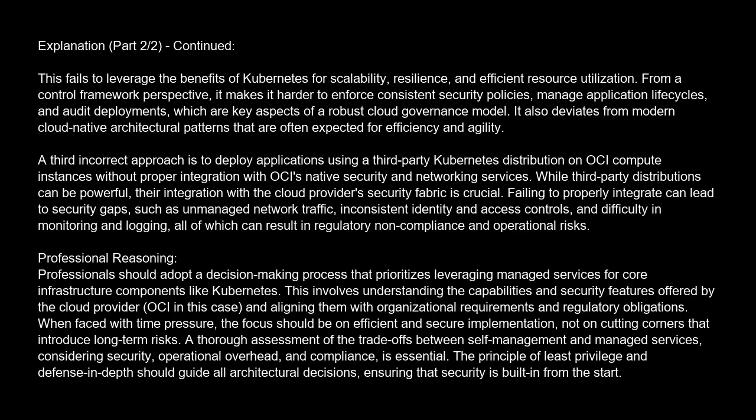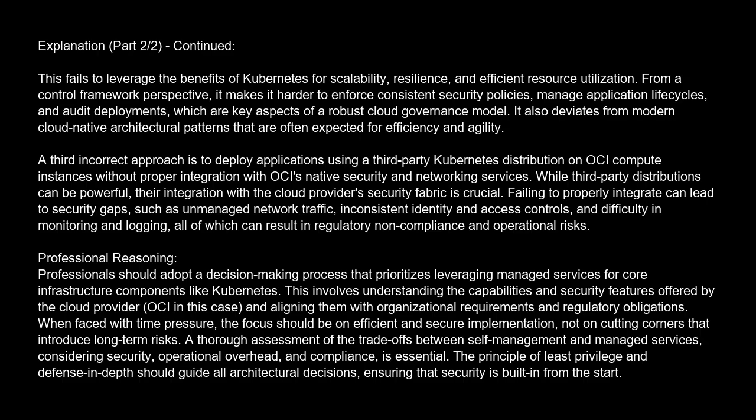It also deviates from modern cloud-native architectural patterns that are often expected for efficiency and agility. A third incorrect approach is to deploy applications using a third-party Kubernetes distribution on OCI compute instances without proper integration with OCI's native security and networking services. While third-party distributions can be powerful, their integration with the cloud provider's security fabric is crucial. Failing to properly integrate can lead to security gaps, such as unmanaged network traffic, inconsistent identity and access controls, and difficulty in monitoring and logging, all of which can result in regulatory noncompliance and operational risks.